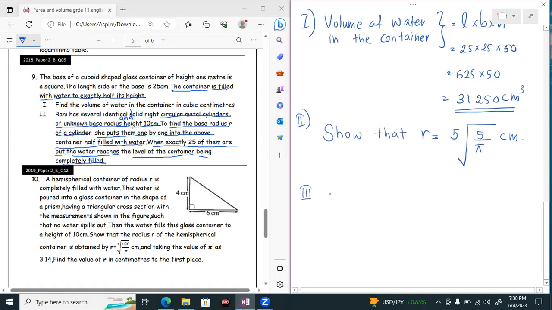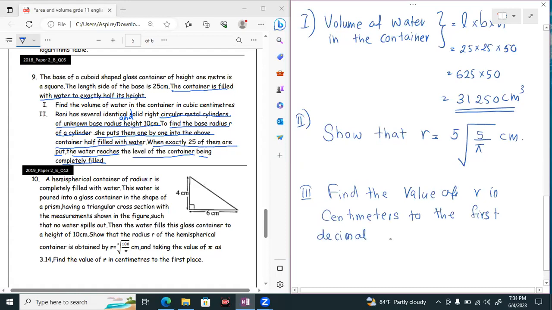There is a third part also. Find the value of R in centimeters to the first decimal place by 3.14 for the value of 5. Okay.